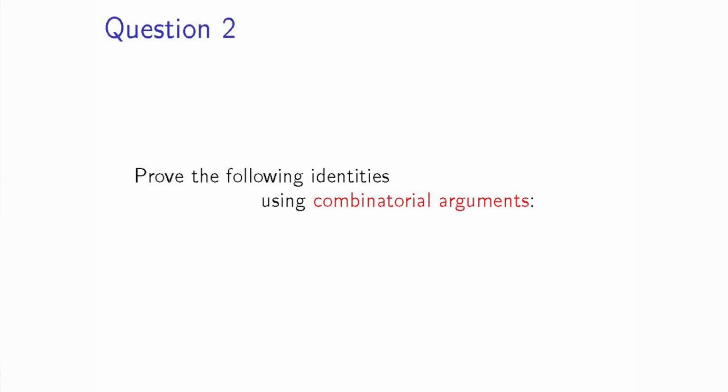For question 2, we ask you to prove the following identities with combinatorial arguments. We didn't emphasize this very strongly in the homework. So if you are not using combinatorial arguments, you may have some deduction in score, but maybe you will still get some score. I will consider it.